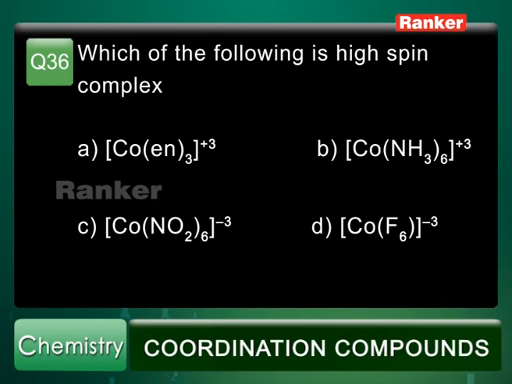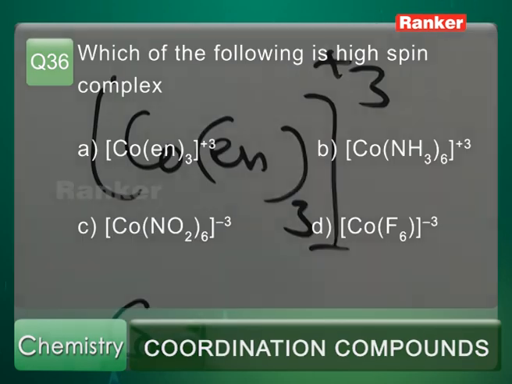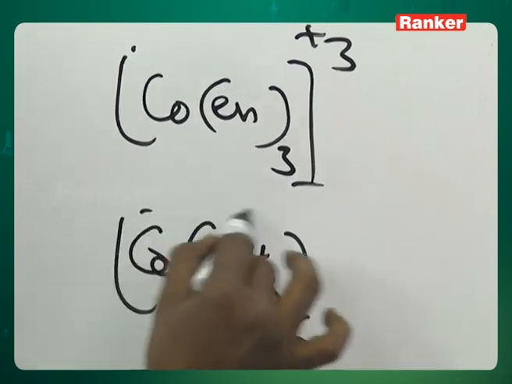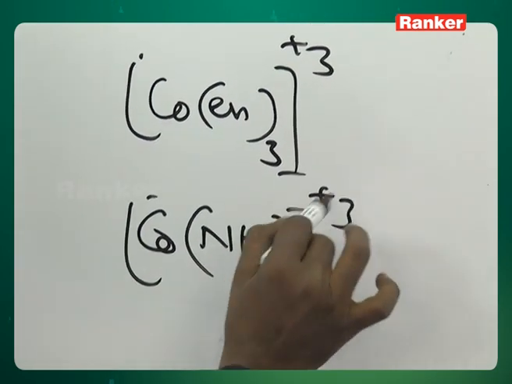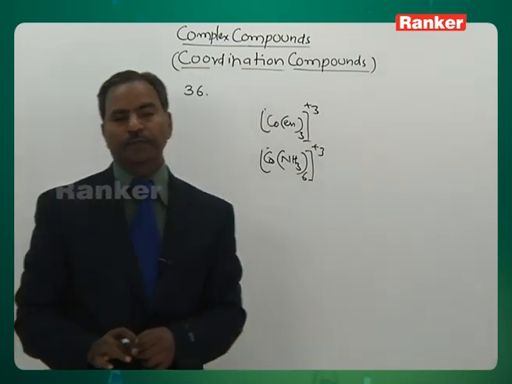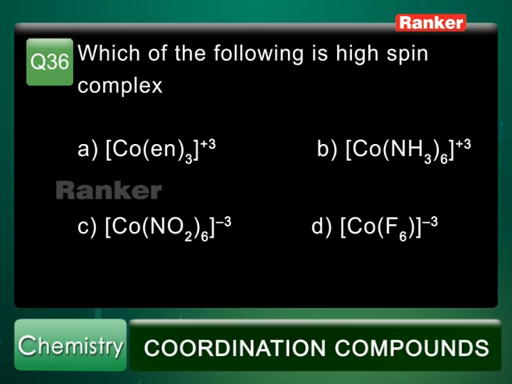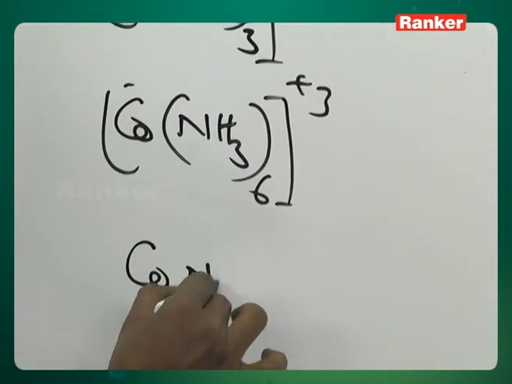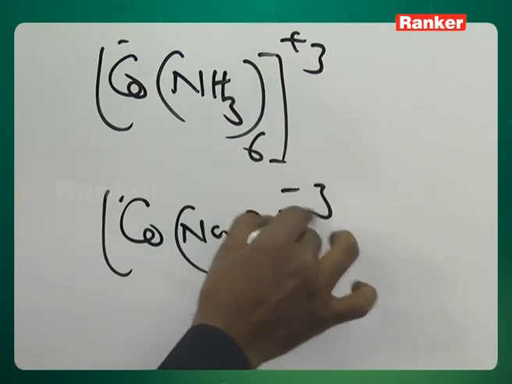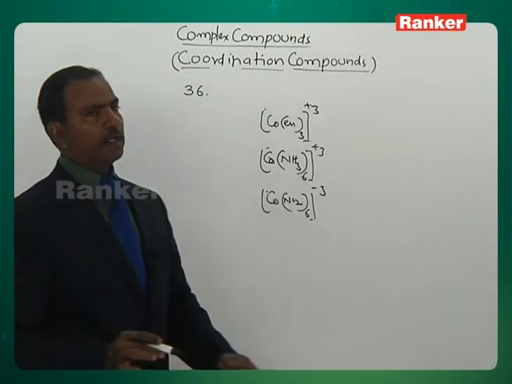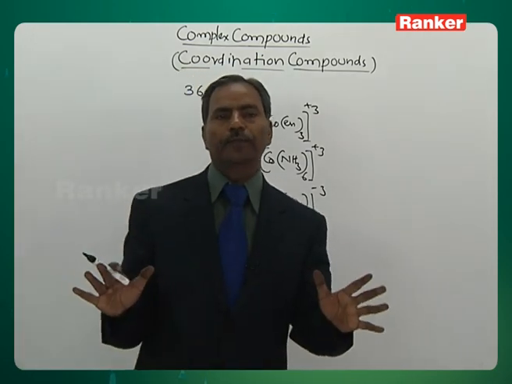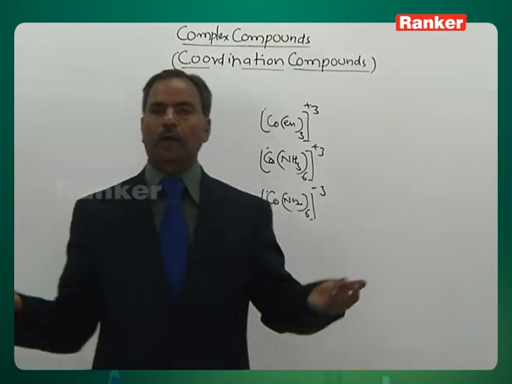Coming to option B, Co(NH3)6 plus 3. This is also strong field. You cannot expect a high spin complex. Next, Co(NO2)6 minus 3. All three ligands, whether en, ammine or nitro, are strong field. In the strong field case you cannot expect a high spin octahedral complex.